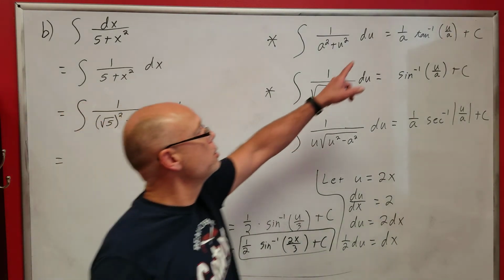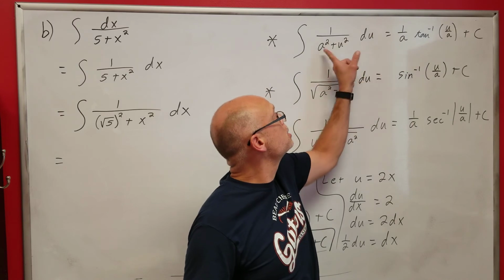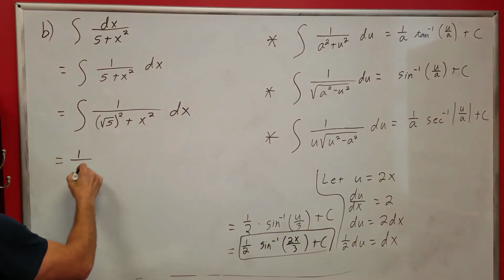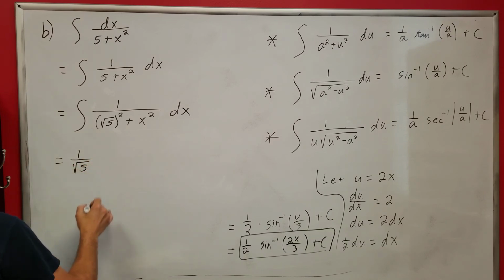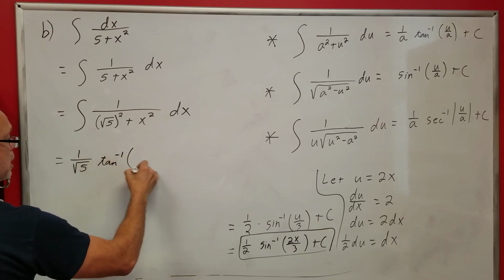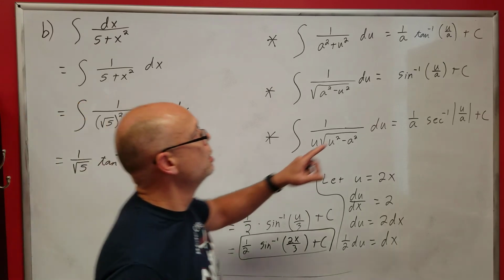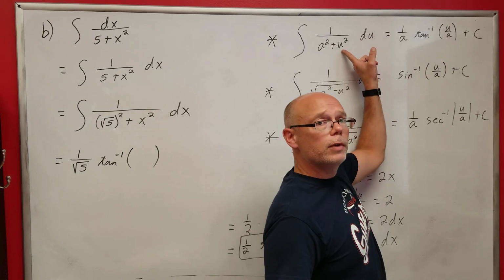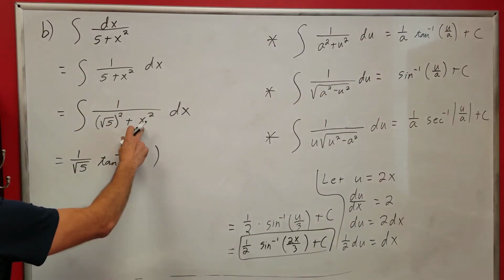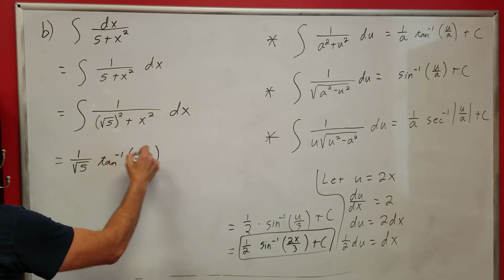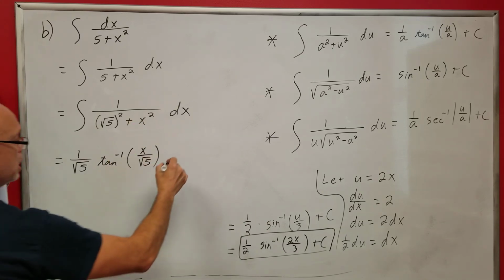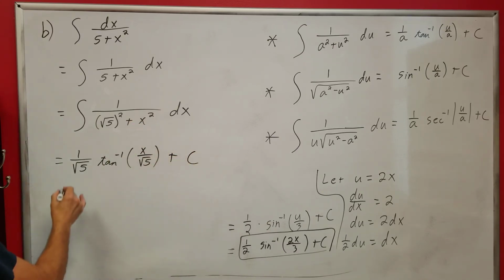And what's my formula directly? 1 over the constant that's being squared, so 1 over the square root of 5, times the inverse tangent of u over a, so of my variable that's being squared, over my constant that's being squared. My variable that's being squared is x. My constant that's being squared is square root of 5 plus c.